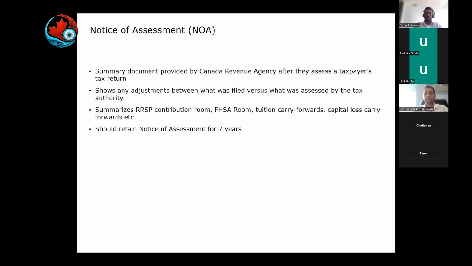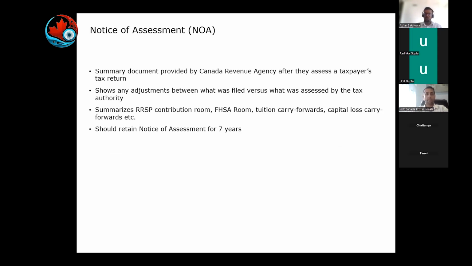So the notice of assessment is an extremely important document. It is basically a kind of certificate of assessment by the CRA, where either they accept the return that you have filed, or if they find any discrepancies, they'll make those rectifications and provide you with the final outcome. The notice of assessment also has details of your RRSP contribution room and your FHSA room.